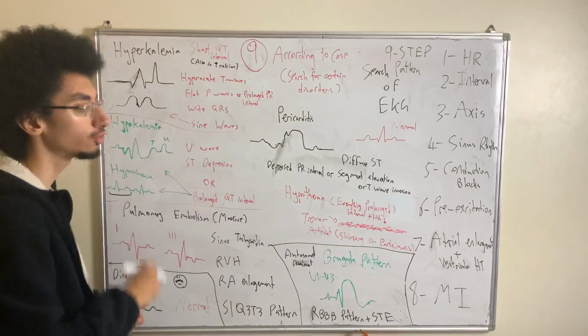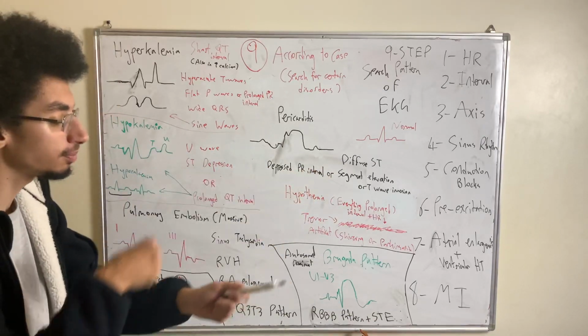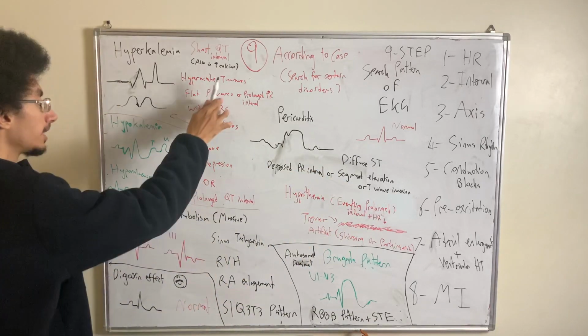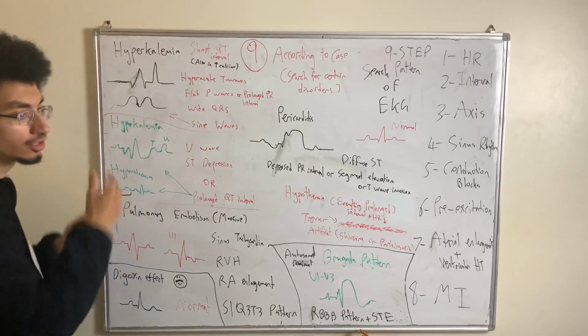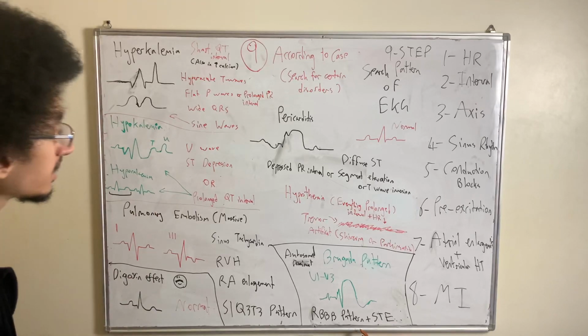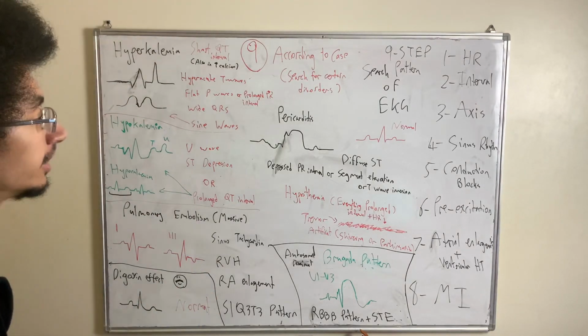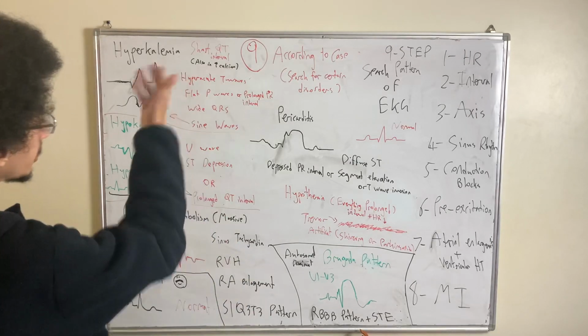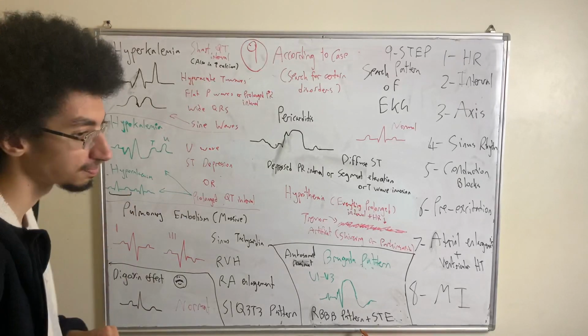Number one, hyperacute T wave. Number two, prolonged PR interval, stretching each other out between the P wave and the QRS. Flattened P wave, then a widened QRS, then we have the sine wave, okay? That's how I like to think of it. So these are the EKG changes of hyperkalemia. The more common ones are hyperacute T waves, okay? And they tend to be diffuse.